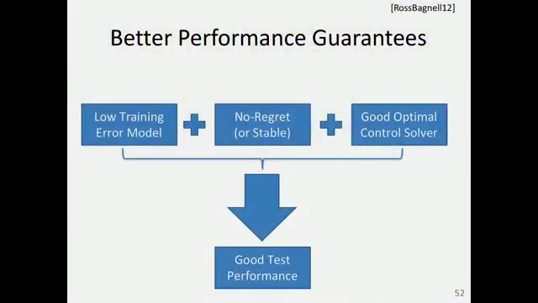Okay? So if we apply this kind of idea and you iterate this loop enough times, where enough is computed from theory, you get better performance guarantees. If you can actually build a low training error model, and you run an algorithm which has the no regret property, which we'll talk about in a minute, but for the time being, just think of that as sufficiently stable, and you run a good optimal controller, you will actually get good test performance.